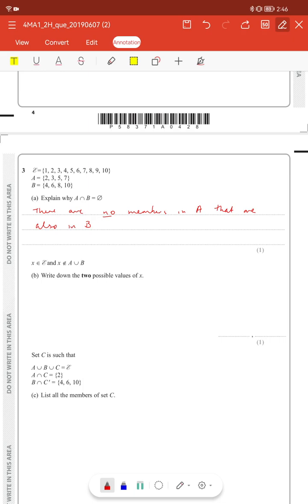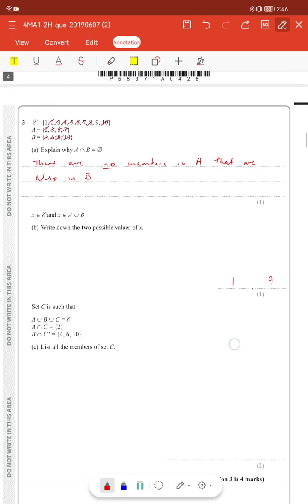X is a subset of the universal set. Find two possible values. It's not in A or in B. So we have 2, 4, 3, 5, 7, 6, 8, and 10. So the only two possible values left are 1 and 9.